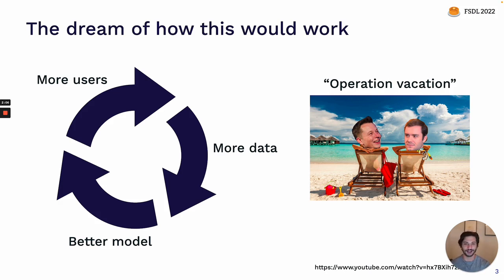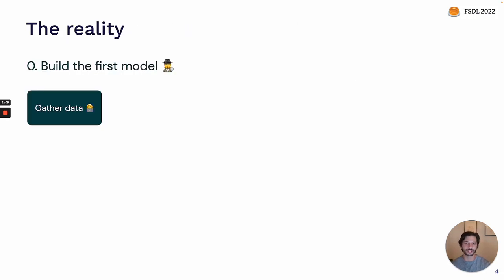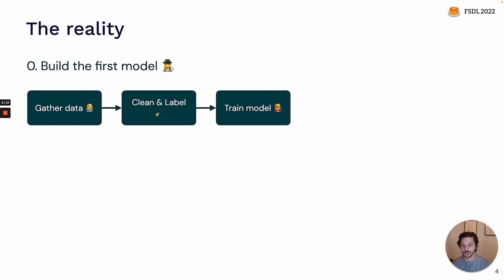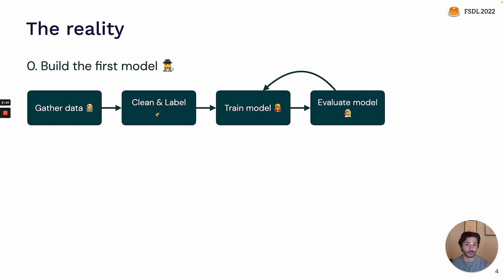But the reality of this is actually quite different, I think. It starts out okay. We gather some data, we clean and label that data, we train a model on the data, then we evaluate the model, and we loop back to training the model to make it better based on the evaluations that we made. And finally, we get to the point where we're done. We have a minimum viable model and we're ready to ship it into production, and so we deploy it.